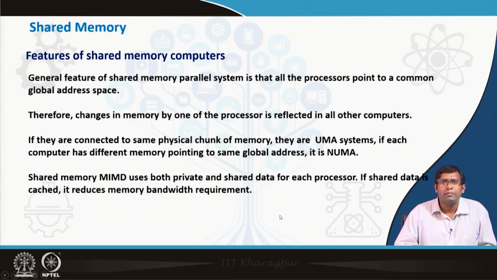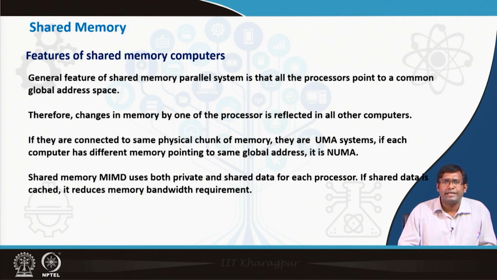Shared memory MIMD uses both private and shared data for each processor. So, some data can be private to the processor, that means it is not in the shared memory space, not in the common memory space. It is some data which is only known by the processor, and other processors can have similar data like this. However, this is a small amount of data which is usually used for writing the loops, setting the parameters, etc.